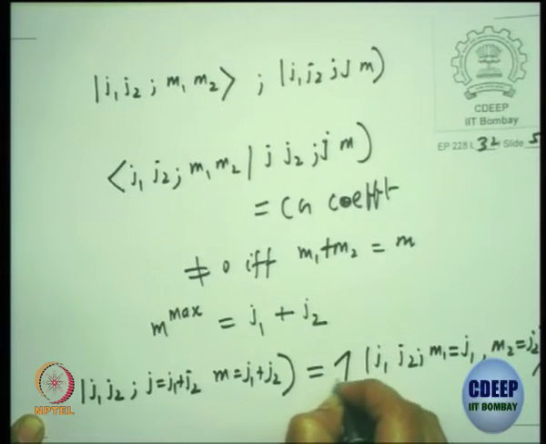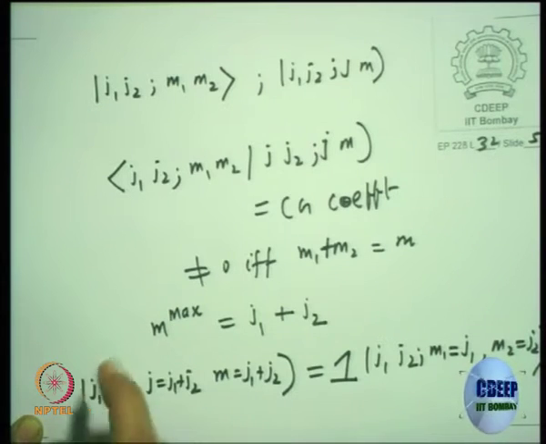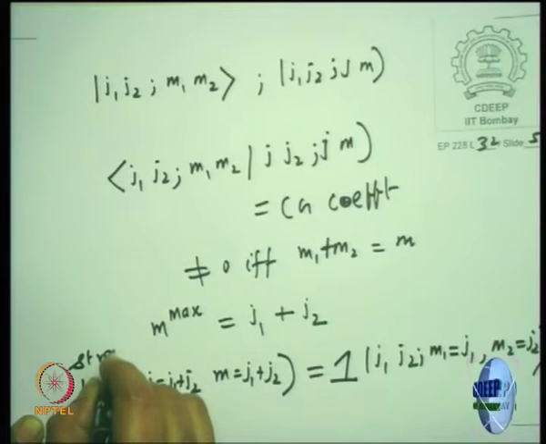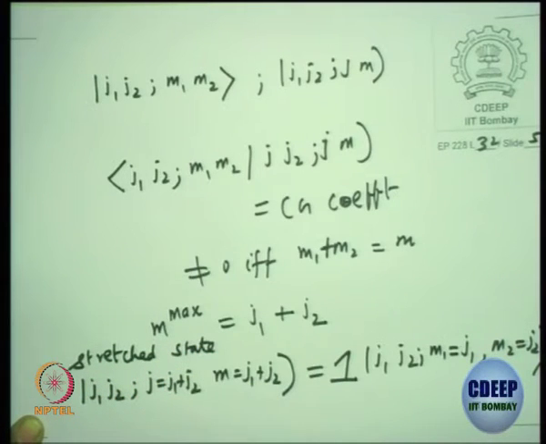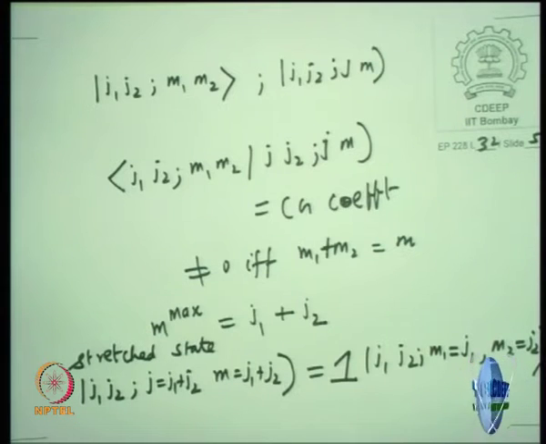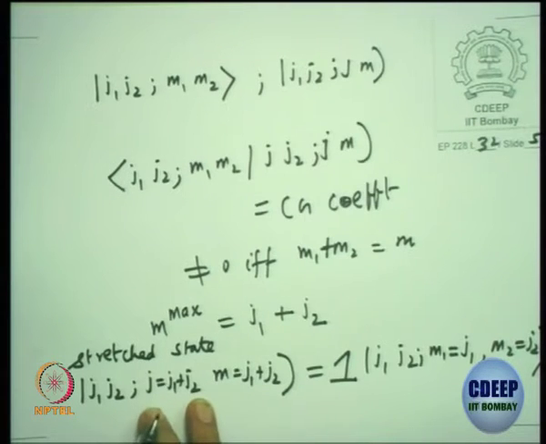This coefficient we will put to be 1. This is what we call a stretch state or the maximum state. The stretch state in the uncoupled basis is this and in the coupled basis is this, and we will equate those two states. That is the starting point. So the CG coefficient which relates the stretch state in the coupled basis to the stretch state in the uncoupled basis is 1 always.